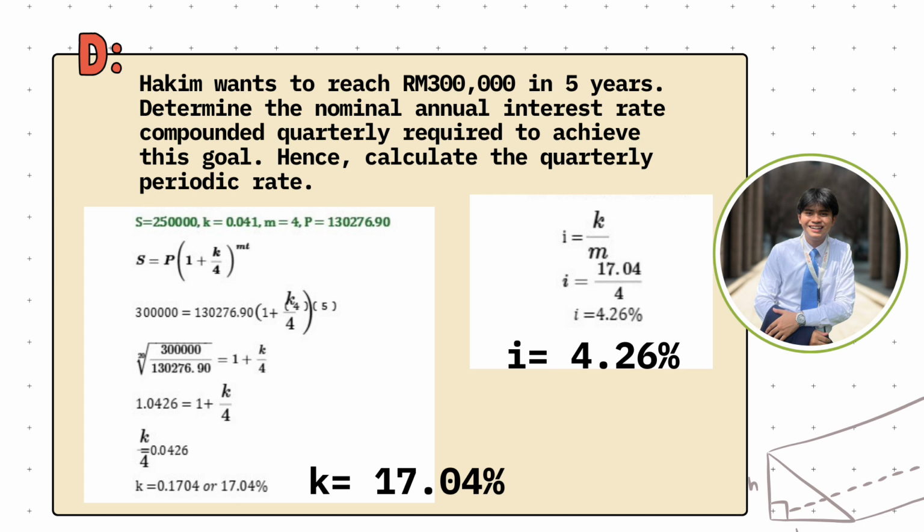And this will give us 1.0426. Next, we subtract 1 to get k over 4, which is 0.0426. And to find the nominal annual rate, we multiply it by 4. So, k equals 0.1704 or 17.04% per annum. And finally, to find the quarterly periodic rate, we divide k by 4. So r equals 4.26% per quarter. Therefore, the nominal annual interest rate is 17.04% and the quarterly periodic rate is 4.26%. So that's the final answer.